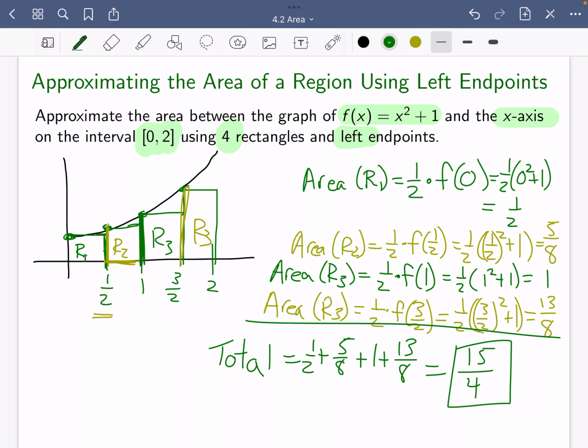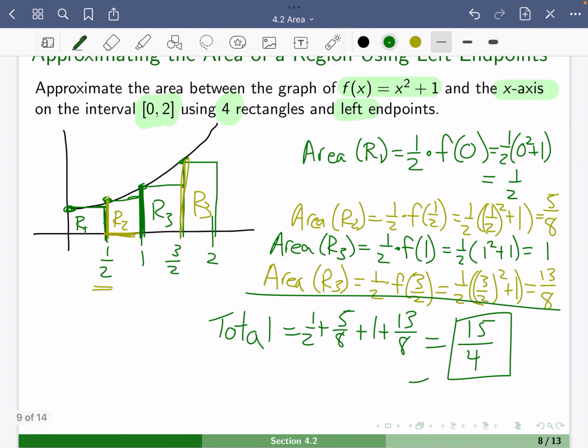Is this going to be an overestimate or an underestimate of the actual area? Well, in this one, because all of these rectangles are below the curve, when we add them up, we're going to be missing a little bit of area from each one of these. So those are going to underestimate the actual area. Great.